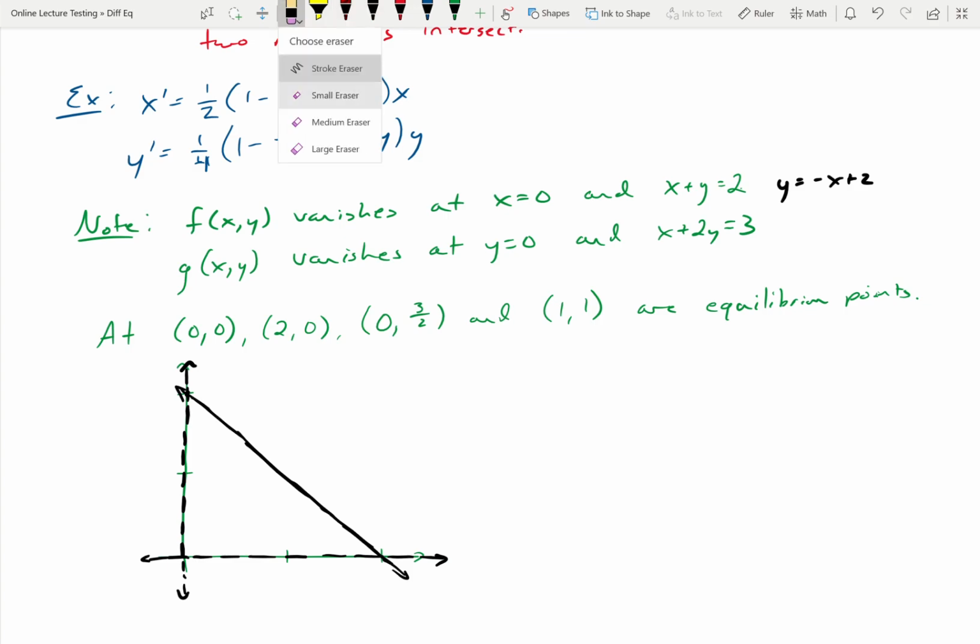Let's see, I'm going to do a small eraser here. All right, and then the other line is at 3 halves. Negative 1/2 x, plus 3 halves.